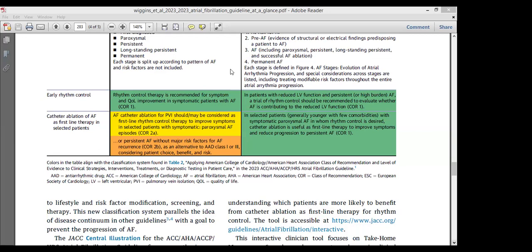Then I talked about rate control and rhythm control. For people that have ejection fraction less than 40, you won't want to use the non-dihydropyridines like diltiazem and verapamil. So you go for a beta blocker, class 1. Then you can also add digoxin, class 2. For people that have normal ventricular function, you can use a beta blocker or a non-dihydropyridine.